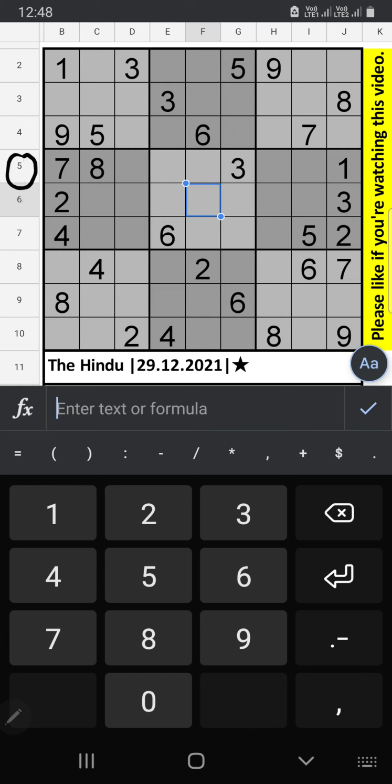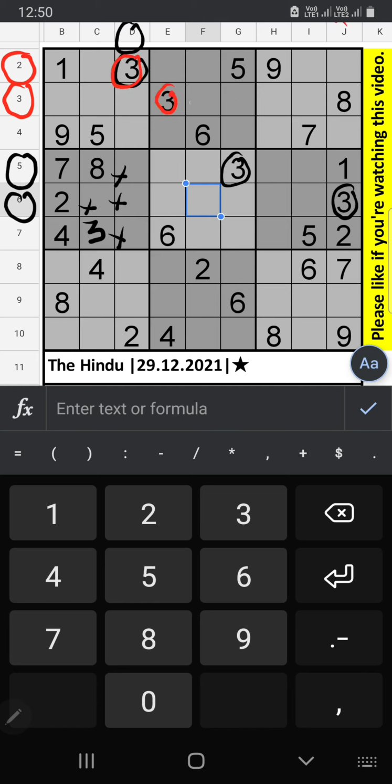Fifth row and sixth row, column D also, we have 3. So it can't come in these cells. 3 will be here. Second row and third row also we have 3. Also column J also we have 3. So it can't come in these cells. Then 3 will be here.